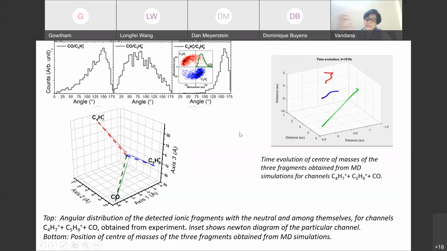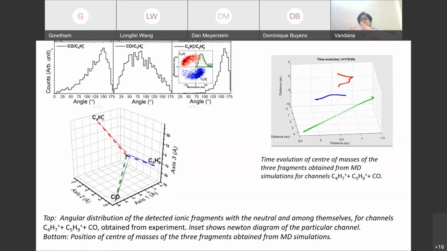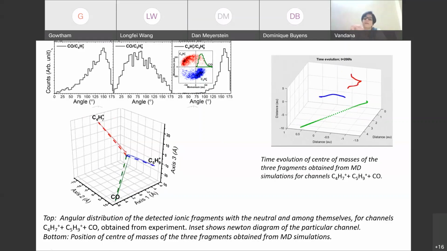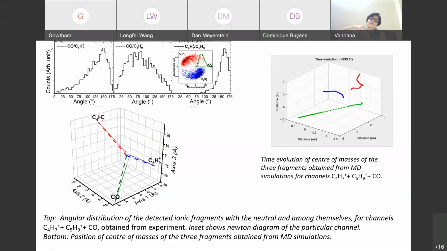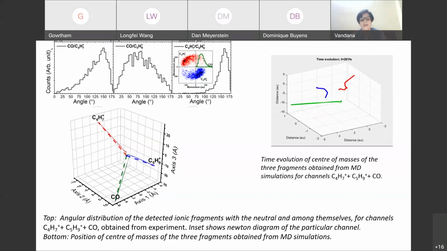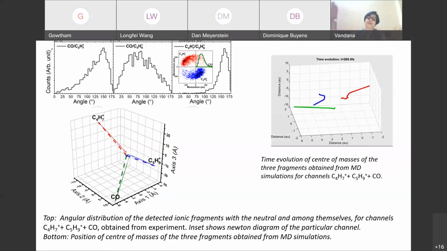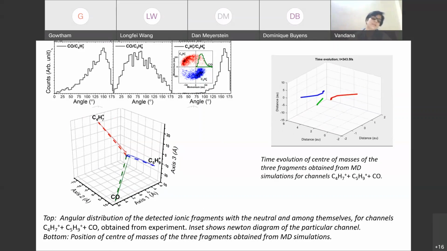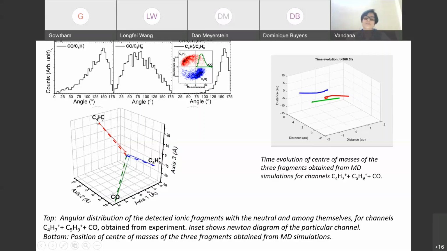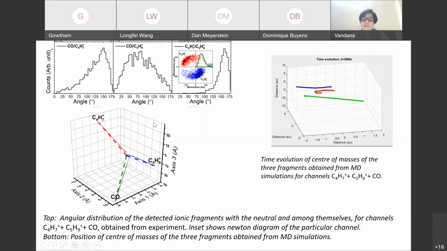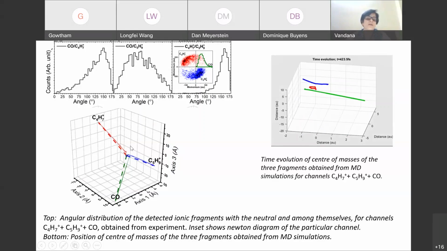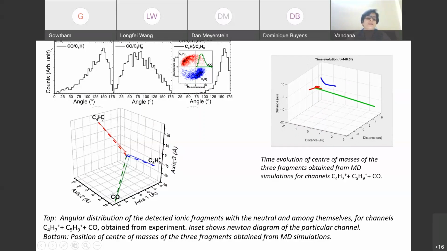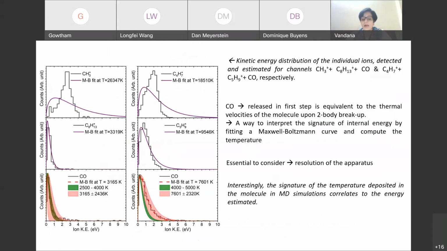Here also, right after the CO ejection, the leftover fragment ion rotates in space, and then after 250 femtosecond it breaks. When you join the lines with the center of mass, we get these angles which are matching quite well with the experimental data. So, can we really conclude something on the temperature?